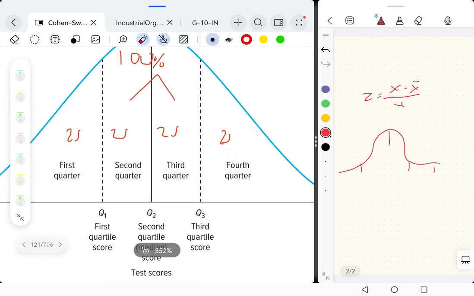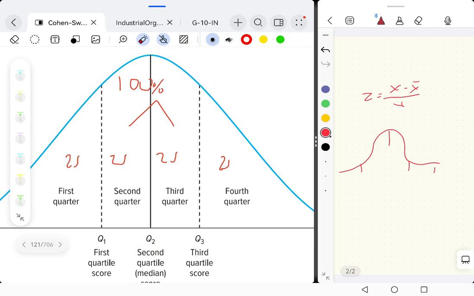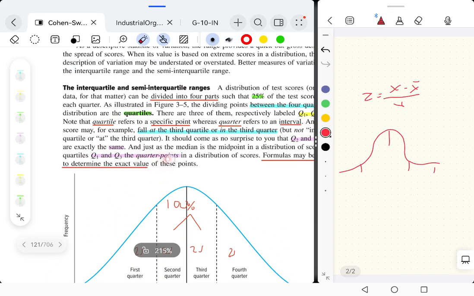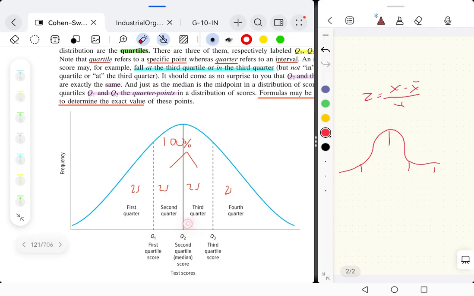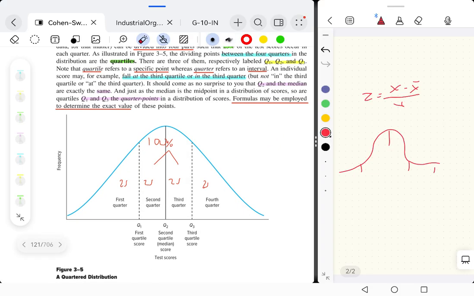It's important to note that Q2 is actually the median of the distribution. So Q2 and median are basically the same. And Q1 and Q3 are called the quarter points. Now, formulas may be employed to determine the exact value of these points, but unfortunately, the book doesn't give us the formulas to be used to indicate the specific quartile.